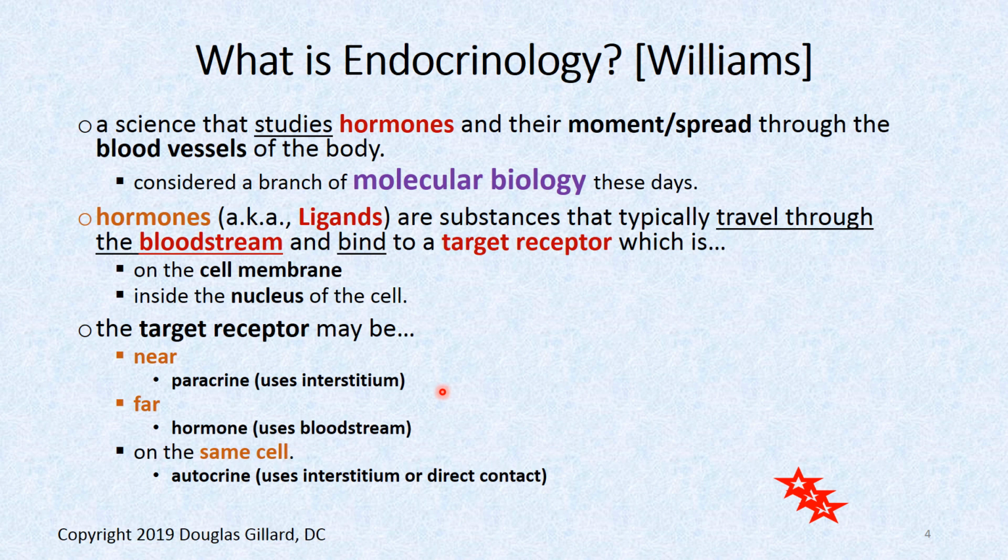Therefore, a hormone does have a paracrine function. When a hormone doesn't use the bloodstream, but instead uses the interstitium and kind of swims over to its receptor, that's called paracrine action, or it's classified as a paracrine hormone. If the hormone turns around and binds to a receptor on the same cell that made it, that's an autocrine type of hormone.